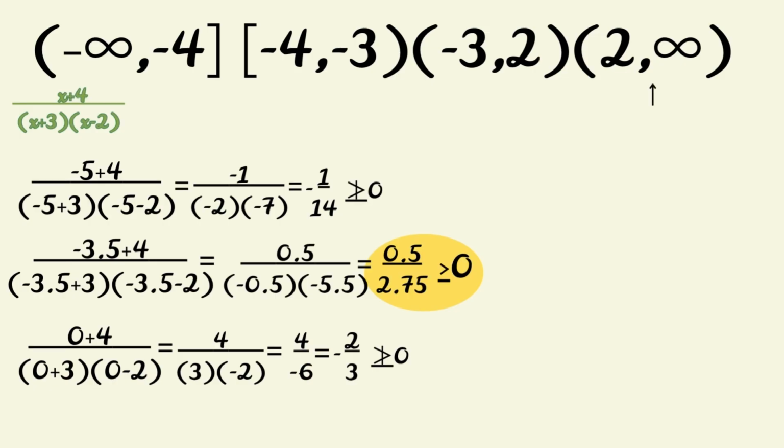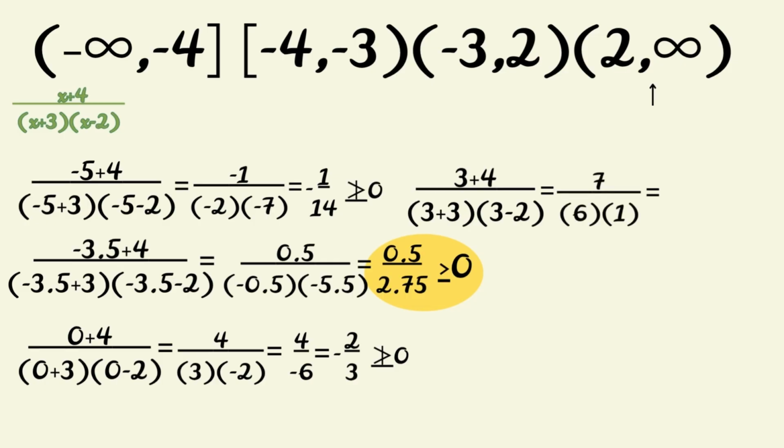For 2 and infinity, we will use 3. 3 plus 4 over 3 plus 3 times 3 minus 2 is going to be 7 over 6 times 1. Then 7 over 6 times 1 is going to be 7 over 6. Since 7 over 6 is greater than 0, this is part of the solution.